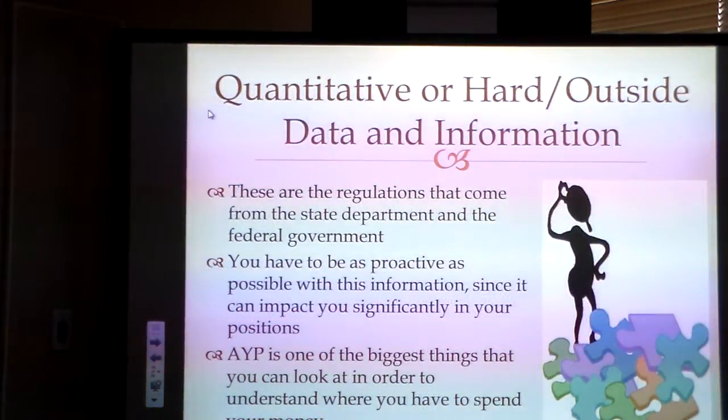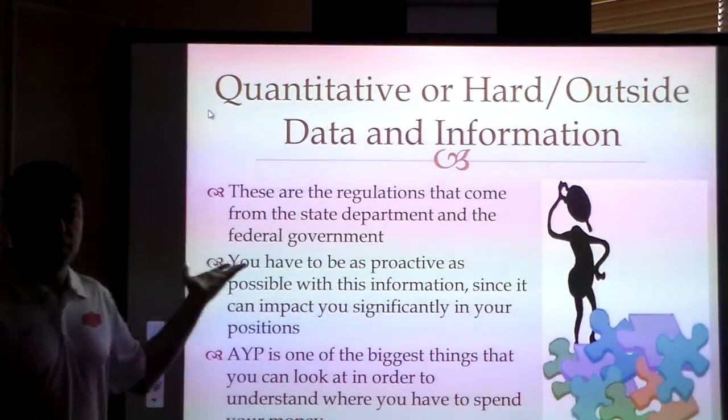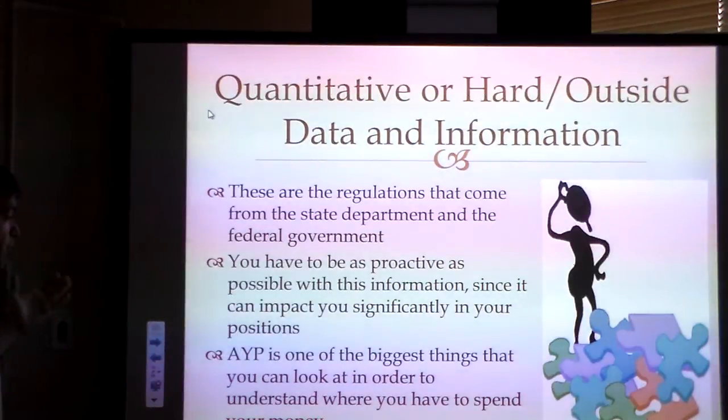So quantitative data is simple. The State Department gives you this. You're bound to whatever they say. They give you the regs. You have to adjust to them, and you really can't change this. This is hard outside data that's provided to you.